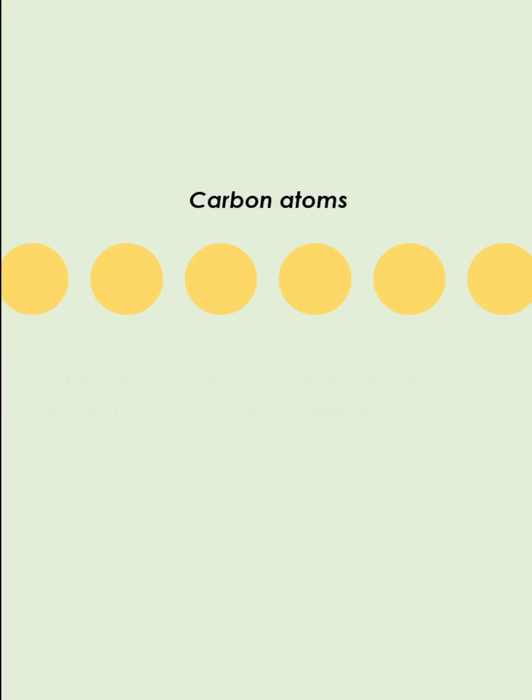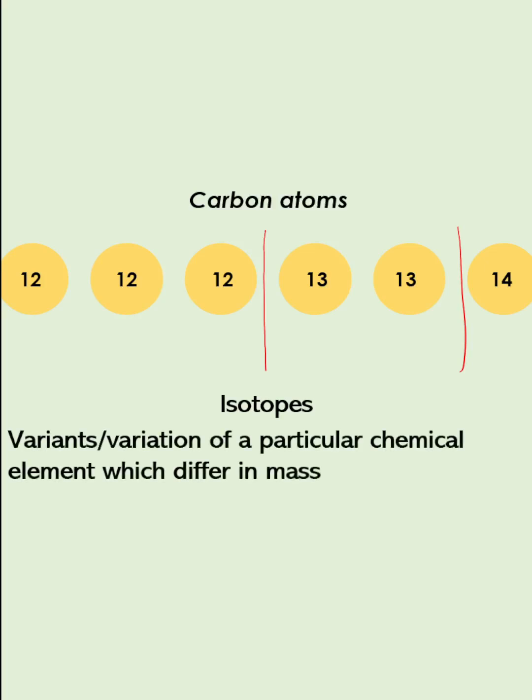For example, aside from carbon 12, we also have carbon 13 and carbon 14. Now again, all of these are carbon atoms, but they have different mass numbers. We call these variants, versions, or variations isotopes. Again, isotopes are variants or variations of the same chemical element with different mass numbers.